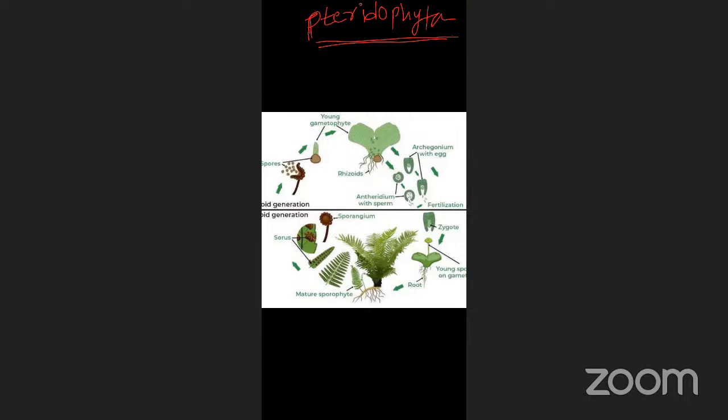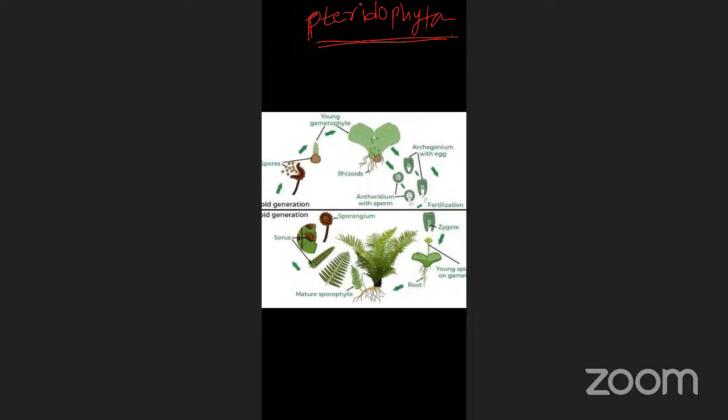Where do we find this type of plants? Pteridophytes. Where do you find bryophytes? Marshy areas, moisture shady places. These plants are the first true land plants.